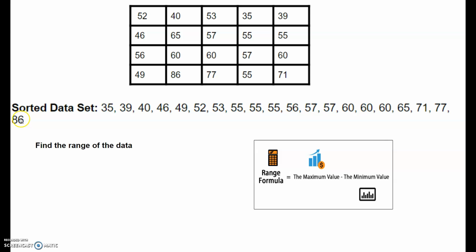That means 86 minus 35. 86 is the largest number, 35 is the smallest number, and when I subtract those, I get 51. Now that I know my range, I'm able to do all kinds of things and answer all kinds of questions. You will have several questions that are very important on your Imagine Math pathway, so I want to review some examples.